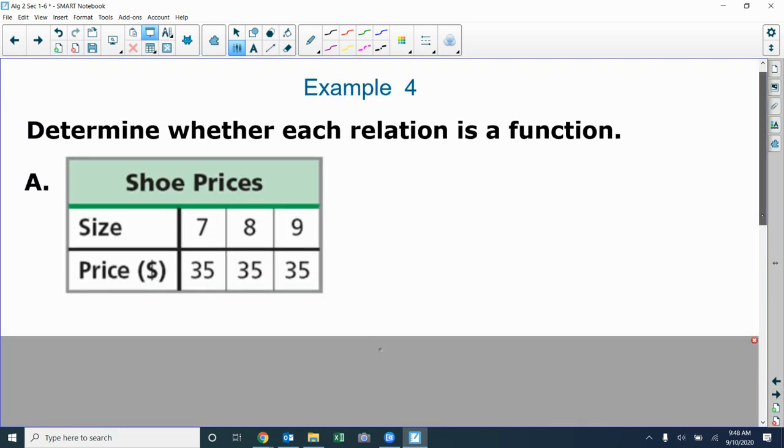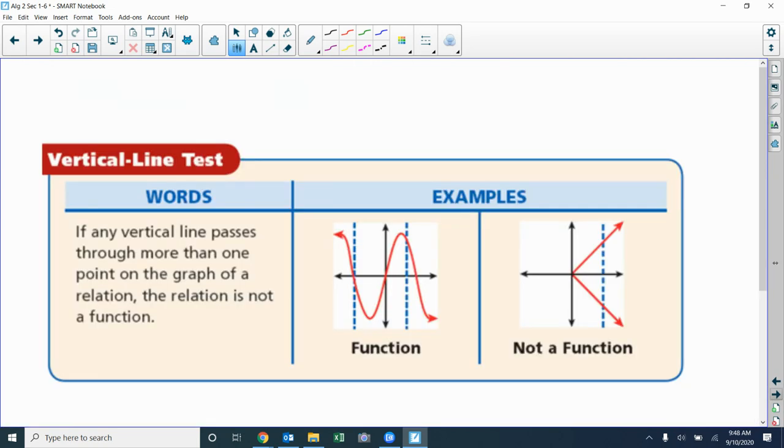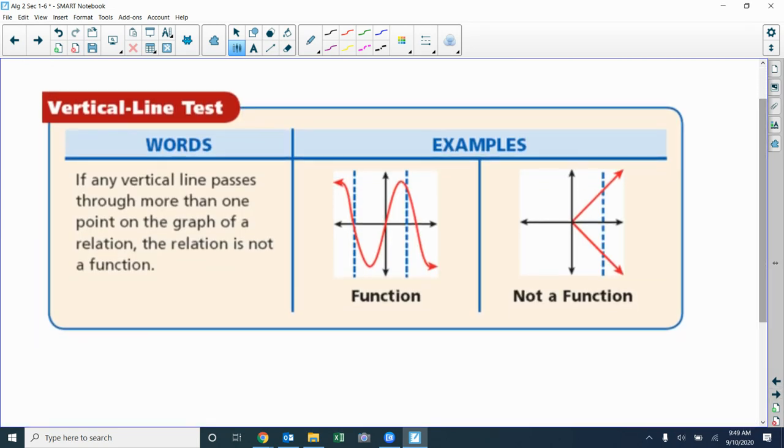All right. I'm gonna skip this one. We're gonna go right to this important part right here. This is the last thing for today, and it's called the vertical line test. Most of our work with functions will be done with graphing, okay? So the vertical line test allows us to say whether something is a function. If a vertical line can pass through more than one point on the graph, the relationship is not a function.